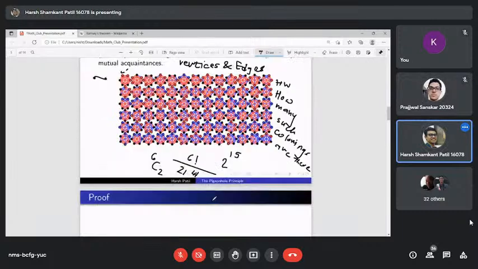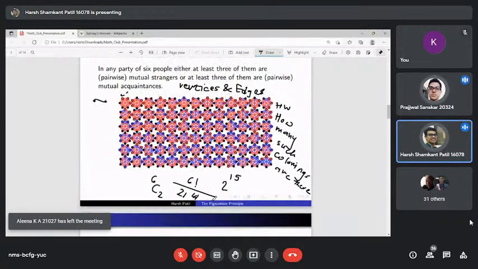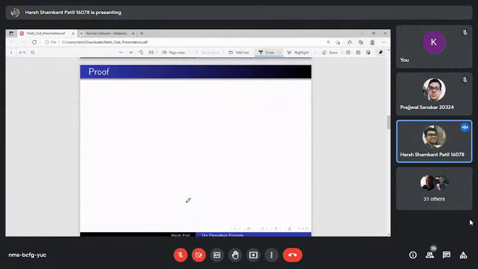But given this theorem, we don't need to check for all of them. Right. So how do we prove this using the Pigeonhole principle? Now, let us fix a vertex. Let us say we are talking about 1. Now, it is connected to 5 different people.